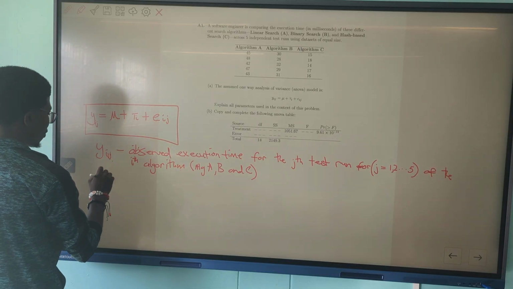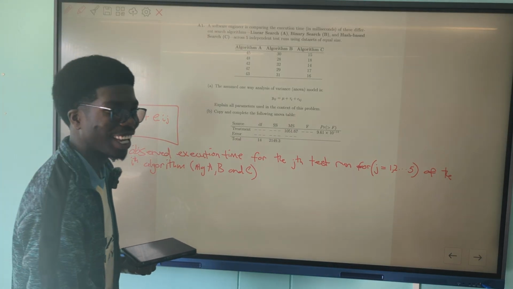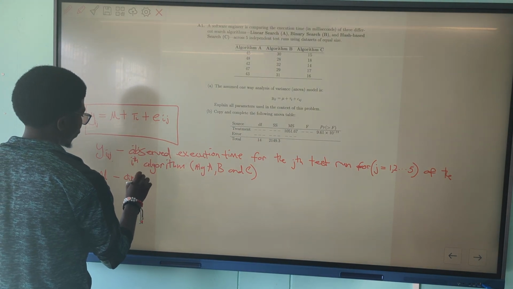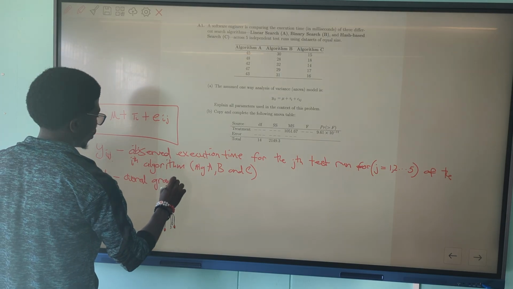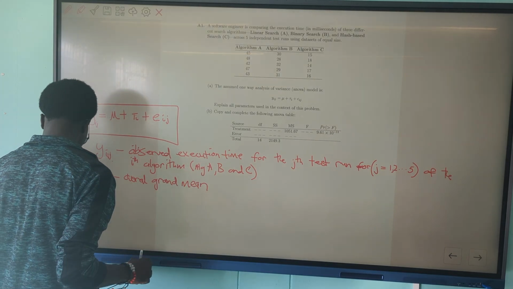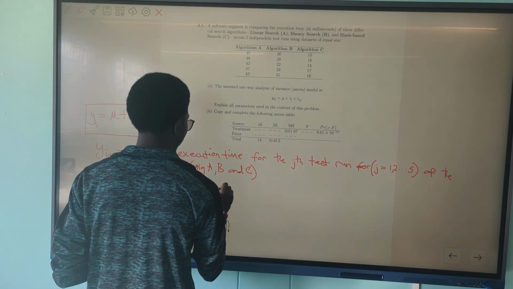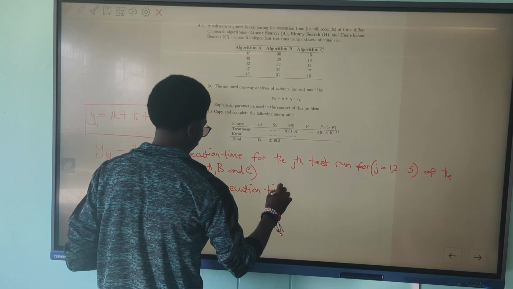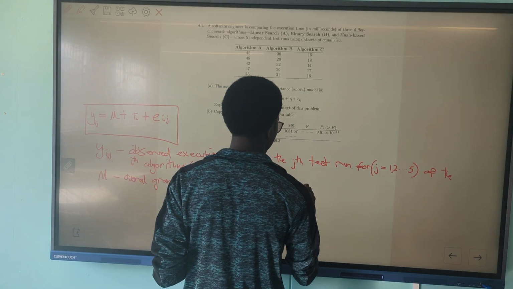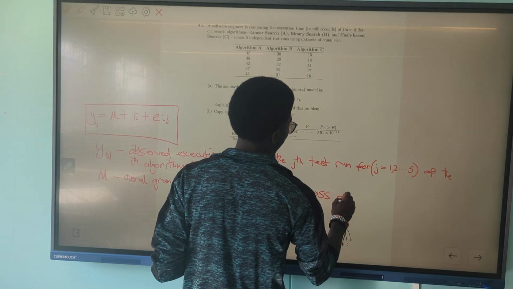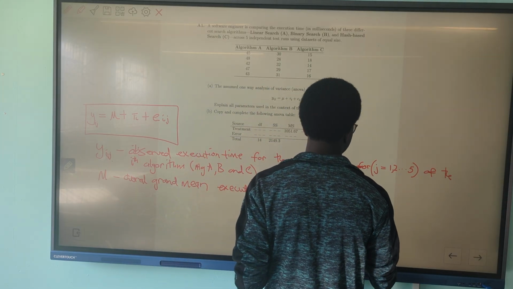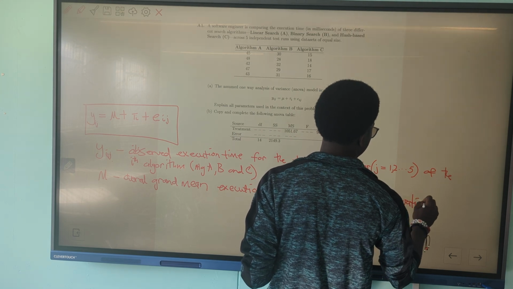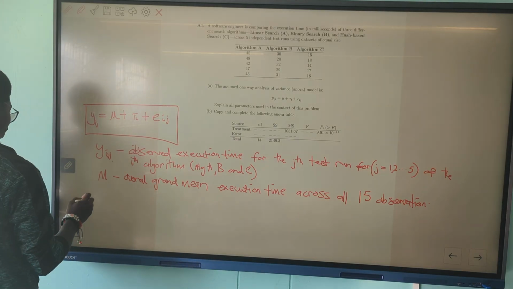Let's move on. Mu is the overall grand mean execution time across all 15 observations. Let's move on.